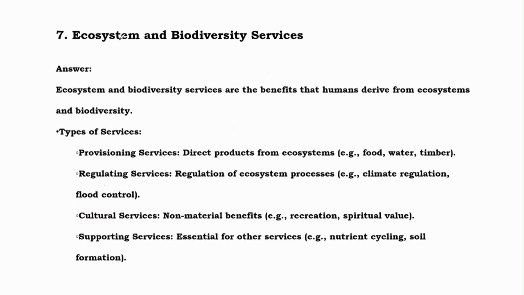Then ecosystem and biodiversity services. Ecosystem and biodiversity services are benefits that humans derive from the ecosystem and biodiversity. Types of services are provisioning services, like direct products from the ecosystem: food, water, and timber.